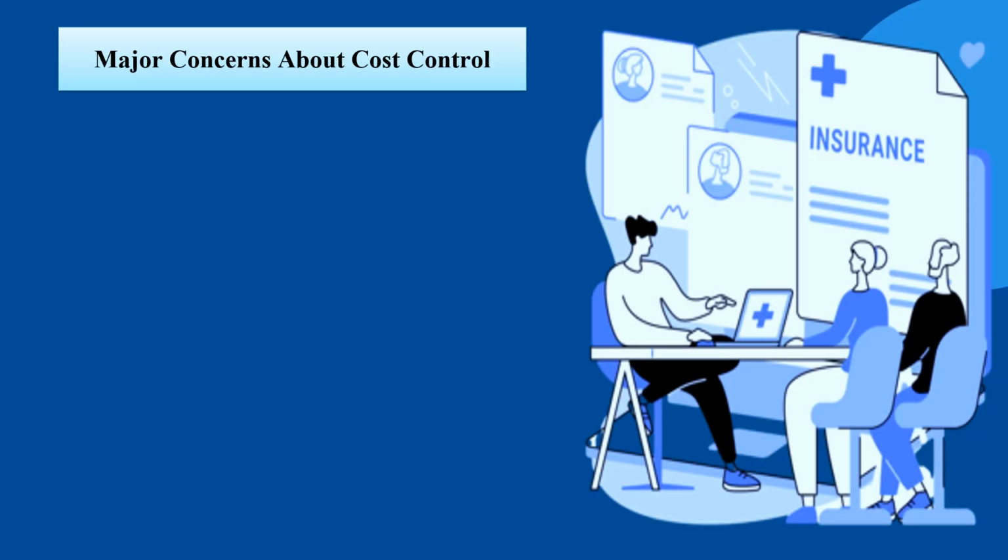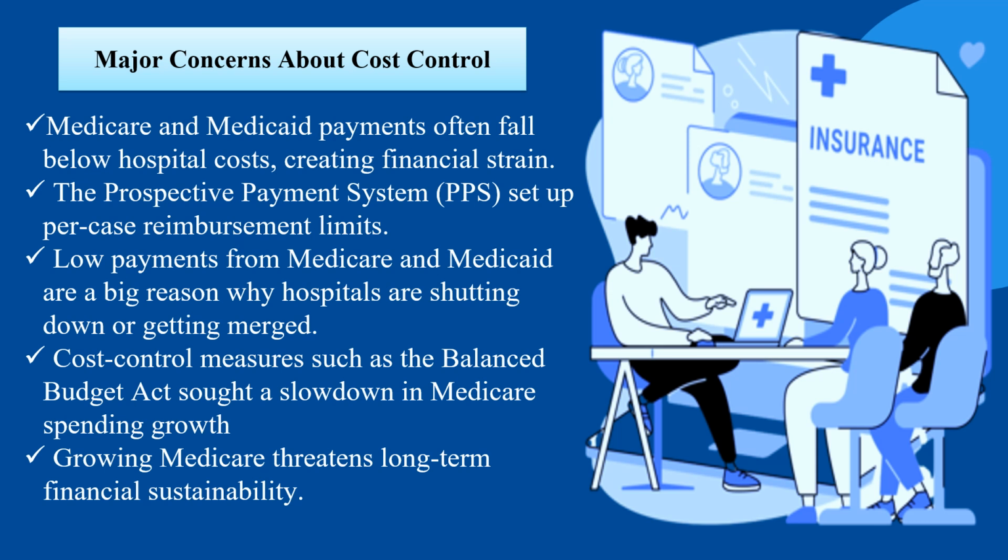So now we're gonna dive into some of the major concerns about cost control. Medicare and Medicaid payments are determined by legislation rather than negotiated rates like private insurance are. So this often results in lower reimbursement rates for hospitals, creating financial challenges, of course.